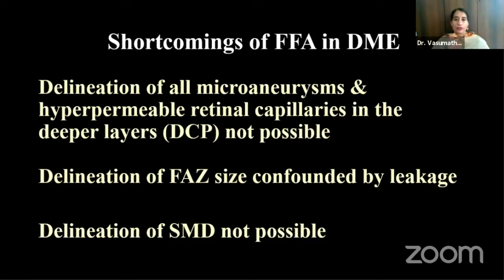And the foveal avascular zone size, which is important for prognostication and to rule out macular ischemia, is not clearly possible many of the time because there's a lot of leakage which confounds the picture. And a very important feature of diabetic macular edema, which is serous macular detachment or subretinal fluid, cannot be delineated by fluorescein angiography, apart from the fact that it's an invasive procedure. These are the shortcomings of FFA in DME.